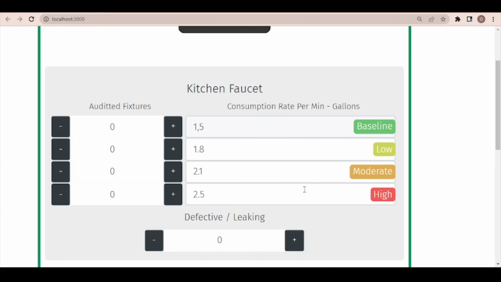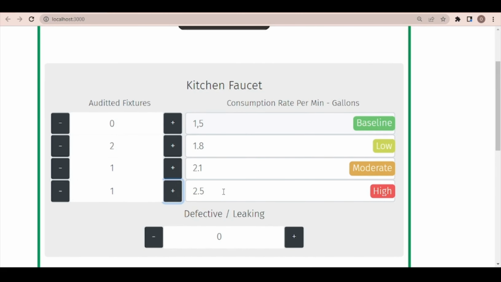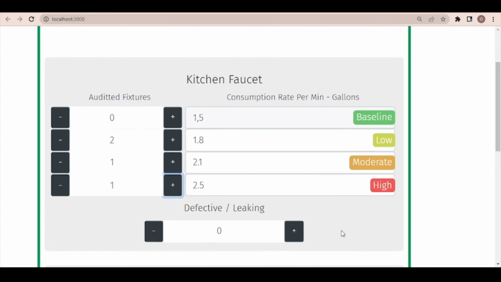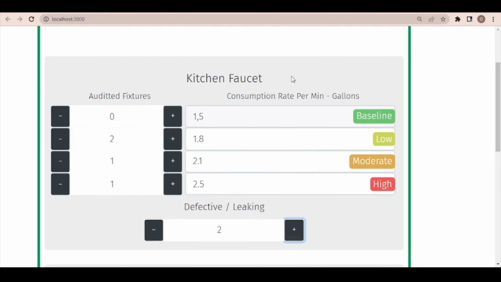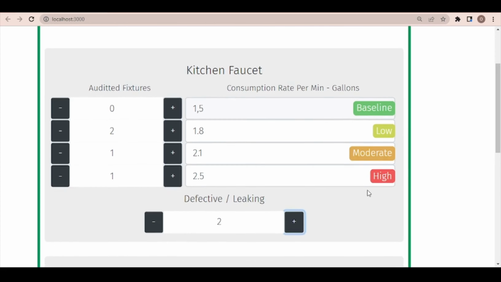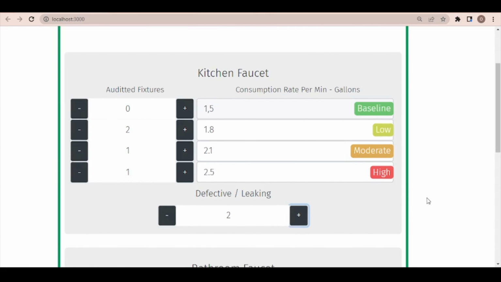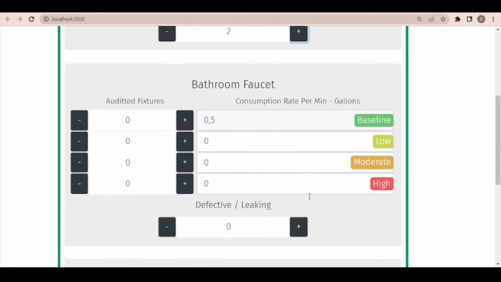Once you've filled out the consumption rates, proceed with the step and fill out the audited units for each rate. If there are any units that are defective or leaking, you'll leave them out of the consumption rate fixture count and instead add them to the defective count below. In this case, there are 2 defective or leaking kitchen faucets. Let's continue with auditing the rest of the fixtures.